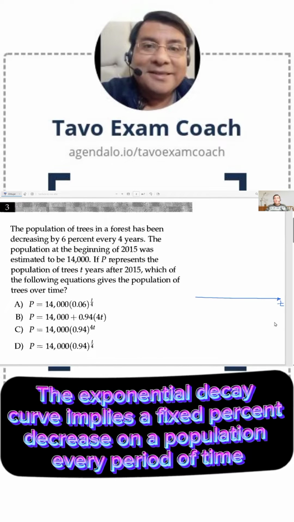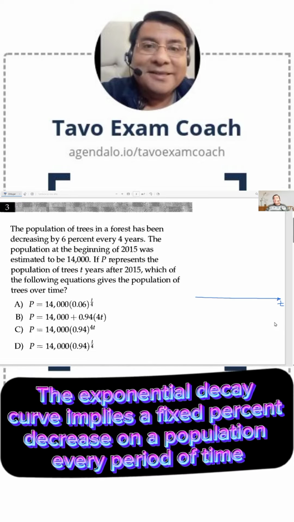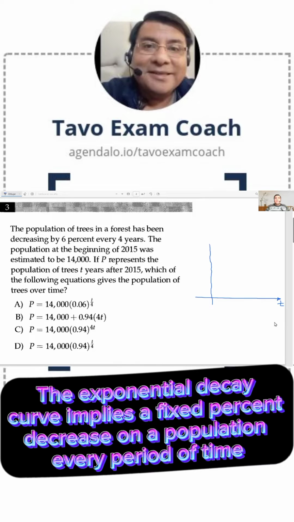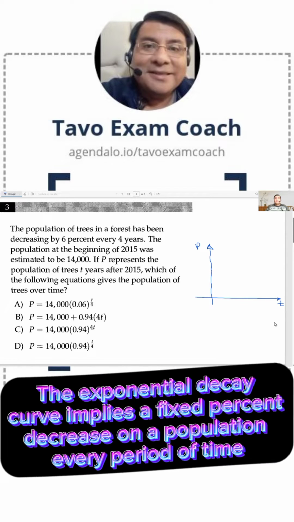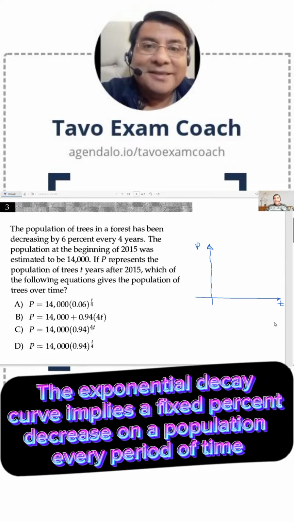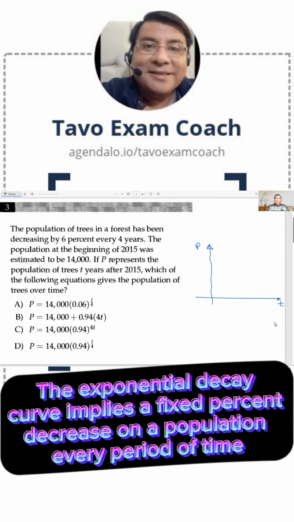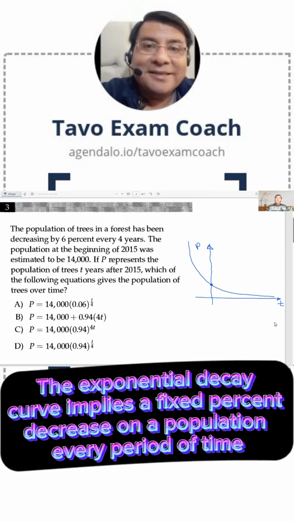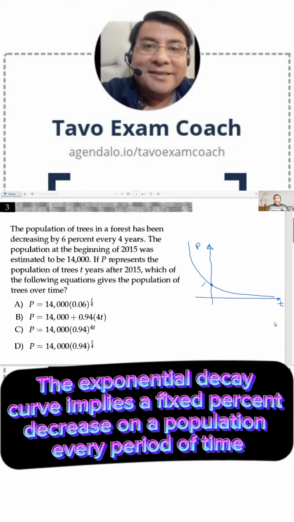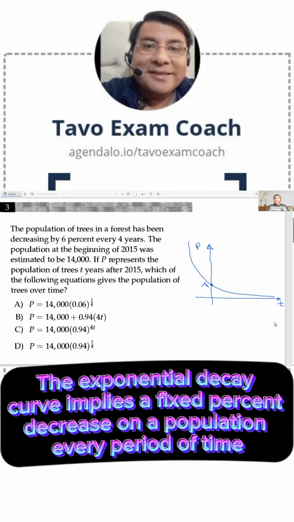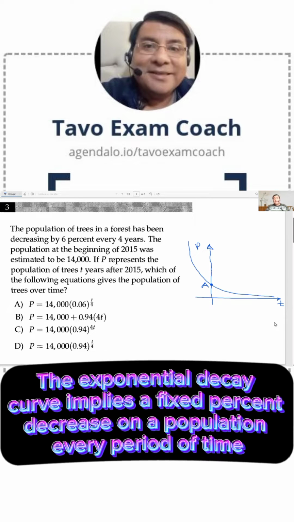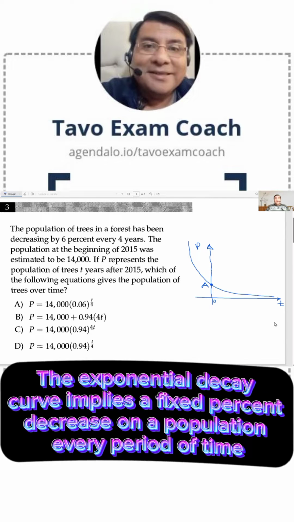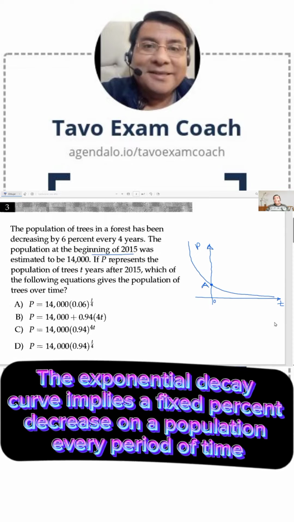This is the time, or the number of years passed after 2015, while this is the size of the population. An exponential decay follows this pattern graphically, okay? Where this value here is the initial size of the population at the beginning of the mapping of the values. That is at period 0, which in this case would correspond to the beginning of 2015.